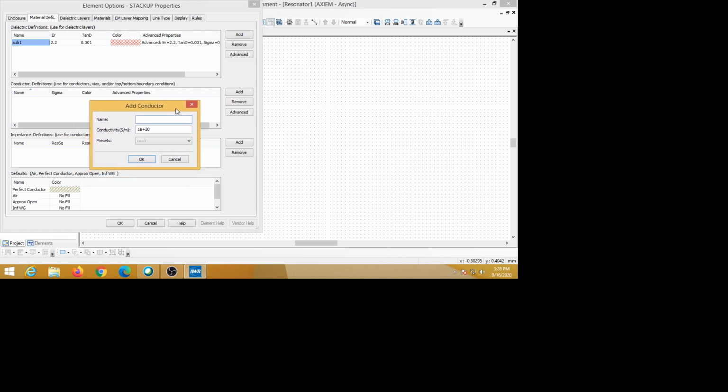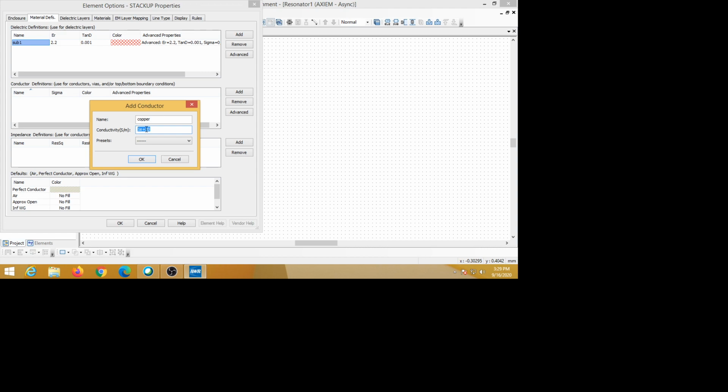Okay, but I am not entering it like a copper. Copper means you can give a copper, C-O-P-P here, copper. Okay, and you have to provide the conductivity of the copper, that is 5.9 into 10 to the power 7.